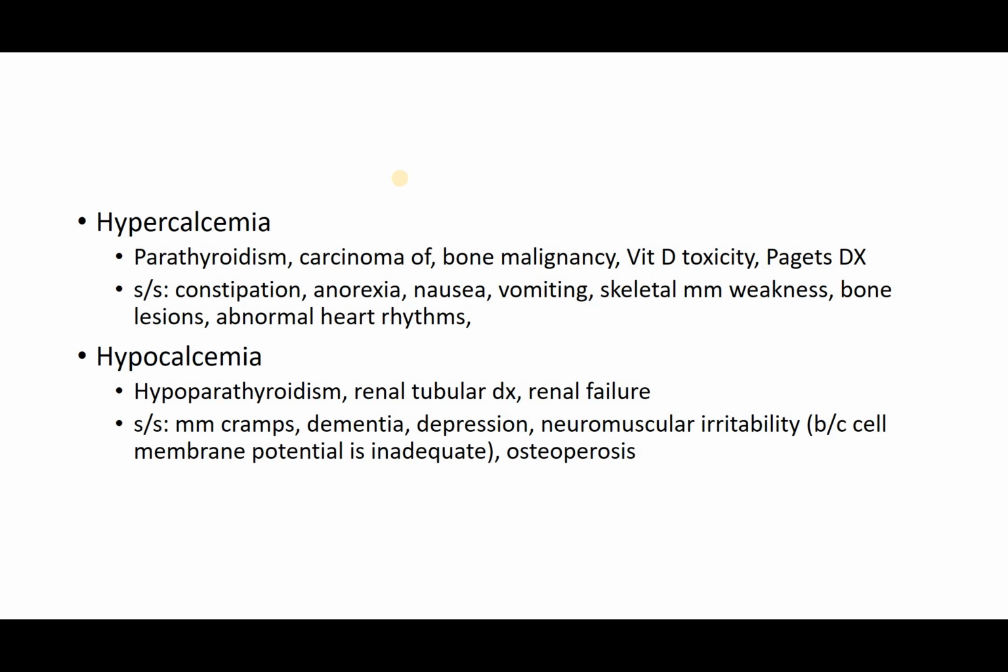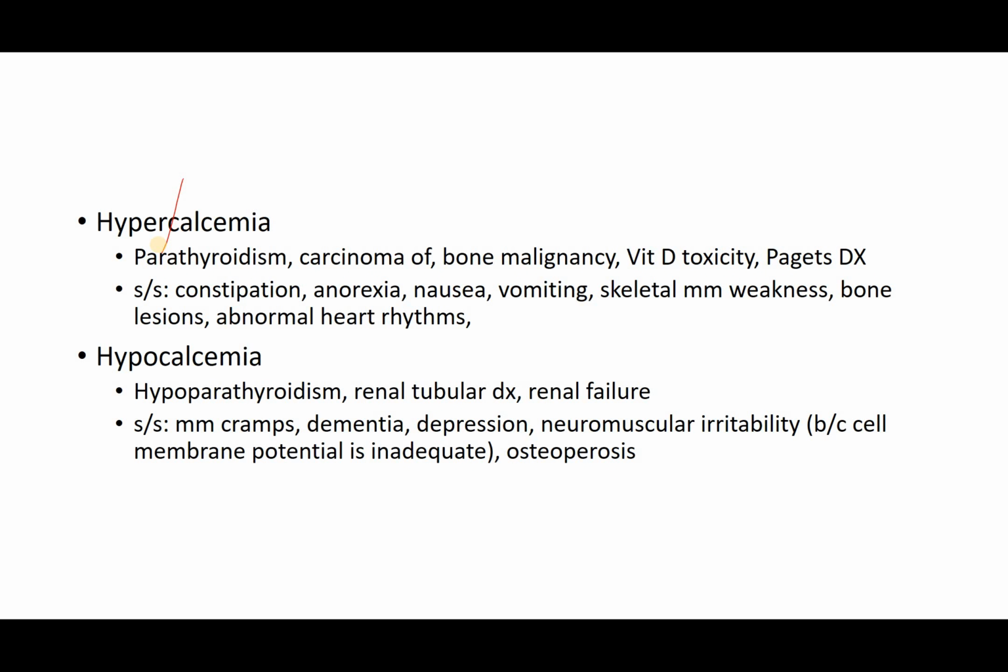Okay, hypercalcemia. Hyper is too much of, and that means too much calcium found in the blood. What can happen if you have constantly or chronically too much calcium in blood could be hyperparathyroidism, so there's a problem with the parathyroid glands. Could be because of carcinoma or cancer of bone and other malignancies. Vitamin D toxicity, which is actually hard to get, but it's something to consider. Paget's disease, abnormal deposits of calcium on bone.